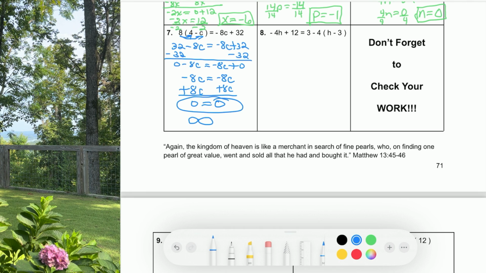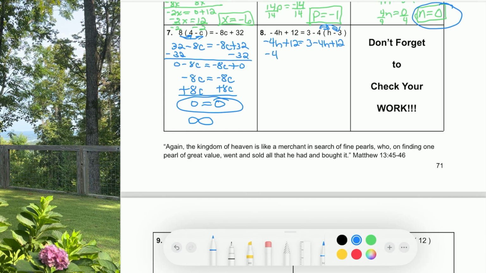That is different though than this up here. Okay, if you have a variable equaling 0, that doesn't mean infinite solutions. That means that variable's value is 0. So make sure you don't get those two confused. So it's only when you have no variables left and you have 0 equals 0 that you have infinite. Right, number 8. Is there anything? Yes, we need to distribute over here on the right-hand side. So we have negative 4h plus 12 equals 3 minus 4h plus 12.